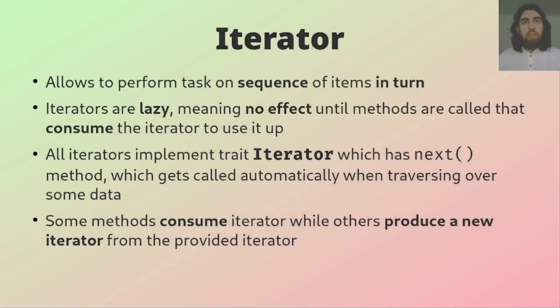So, iterators will be the last topic we will cover together. So let's dive in. An iterator allows to perform a task on a sequence of items in turn. Iterators are lazy, meaning they have no effect until methods are called that consume the iterator to use it up. All iterators implement the Iterator trait, which provides the next method, which gets called automatically when traversing over some data. And some methods consume the iterator, while others produce a new iterator from the provided iterator.